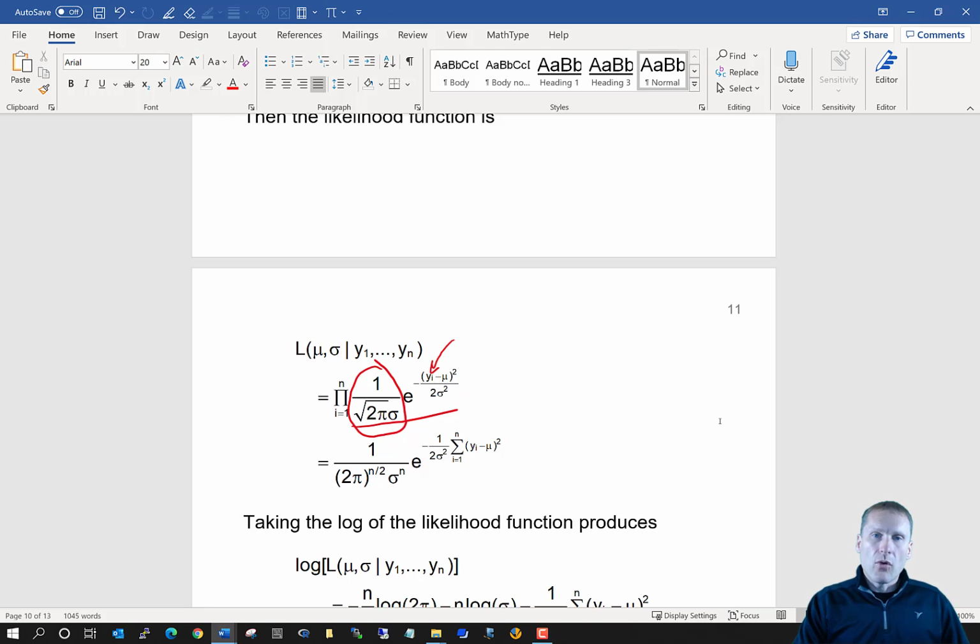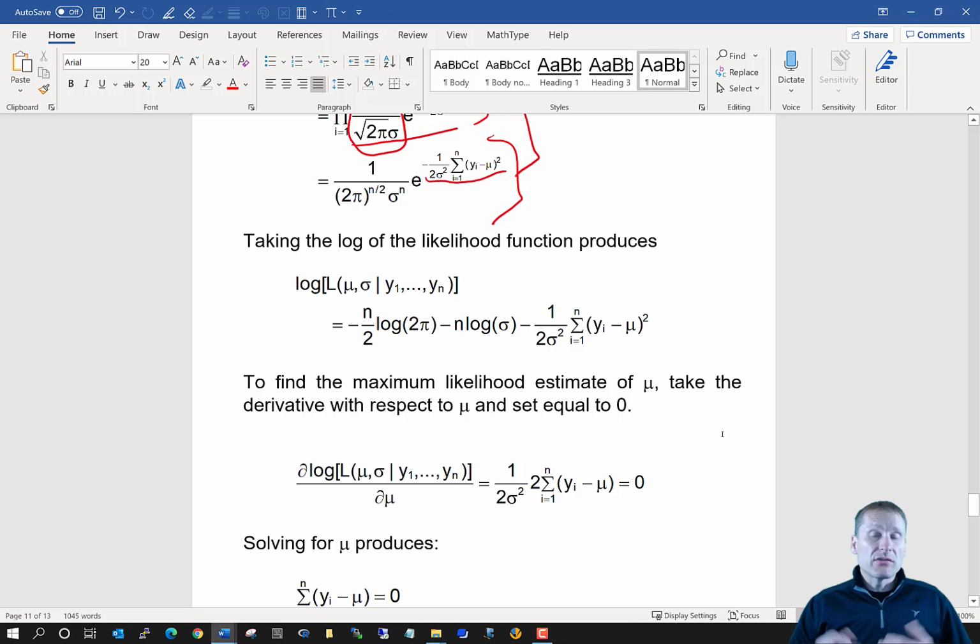So now I have 1 over 2 times pi, and pi is 3.14, that constant in this particular case. 1 over 2 times pi raised to the n divided by 2 power. And then I also have 1 over sigma to the n. Then e raised to, and remember we're going to have to sum the items that are in the power there, negative 1 over 2 sigma squared times the sum i equal 1 to n, y sub i minus mu squared. If for some reason you don't see how I get between these two parts, please let me know and we can go through it.